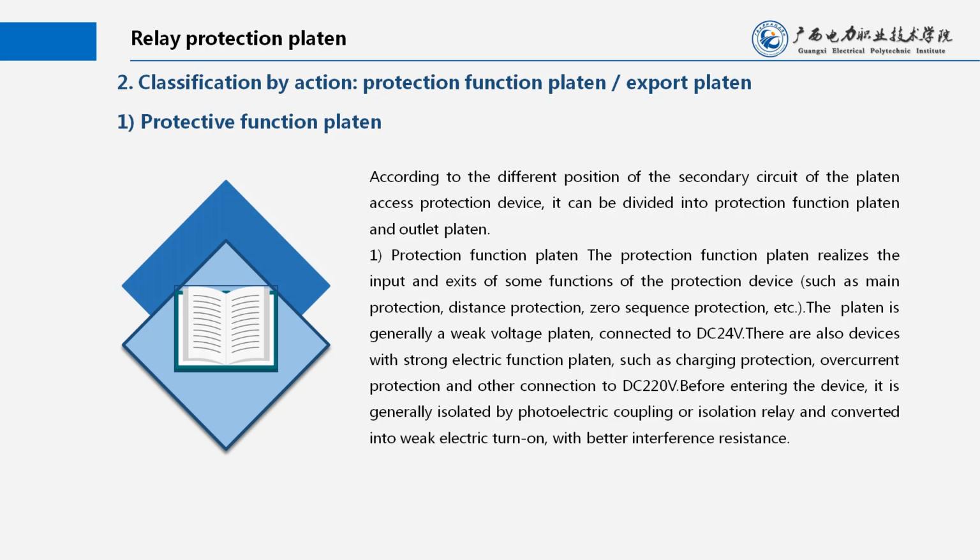The platen is generally a weak voltage platen, connected to DC 24V. There are also devices with strong electric function platen, such as charging protection, overcurrent protection, and others, connected to DC 220V. Before entering the device, it is generally isolated by photoelectric coupling or an isolation relay and converted into weak electric turn-on, with better interference resistance.